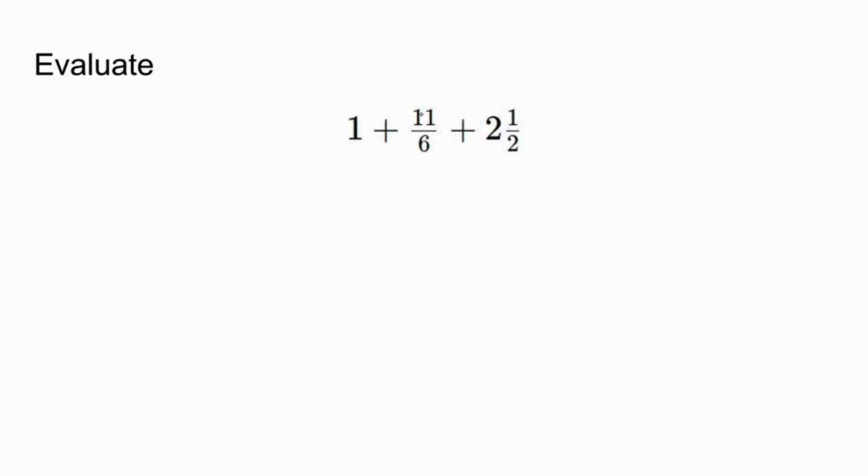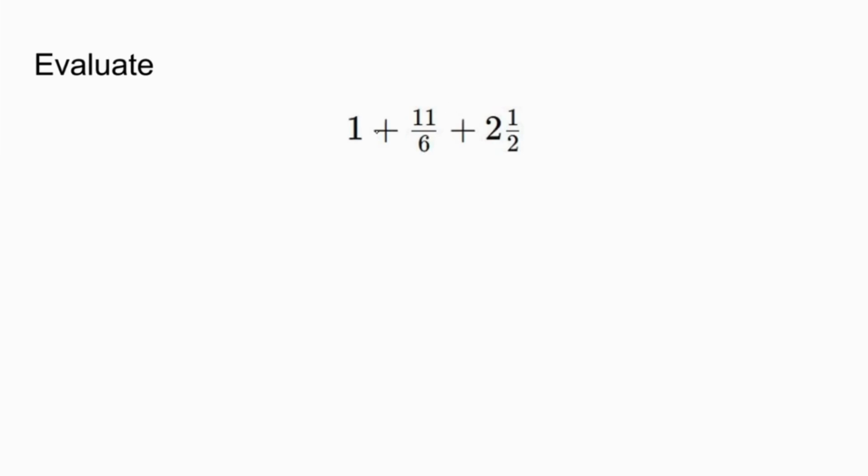Evaluate 1 plus 11 over 6 plus 2 and 1/2. I'm adding a whole number to an improper fraction to a mixed number. What I want to do is turn all of these into improper fractions. Once I do that, I'm going to find the least common denominator. Once I do that, I'm going to add my fractions up. I'll probably get an improper fraction again and then turn it back into a mixed number.